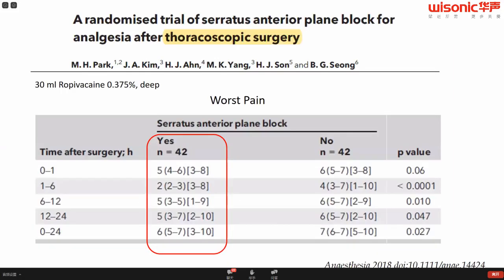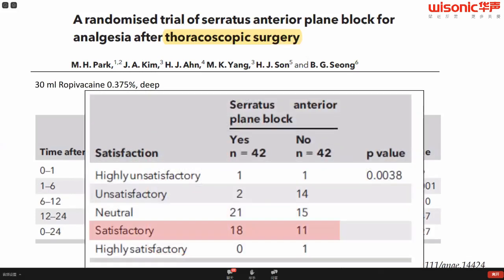In this study, the serratus anterior plane block was compared with IV opioids in patients undergoing thoracoscopic surgery, and the authors could find that also the worst pain was lower in patients receiving the serratus anterior plane block, and also these patients were highly satisfied with the serratus anterior plane block compared to IV opioids.